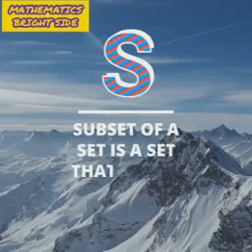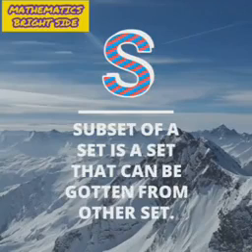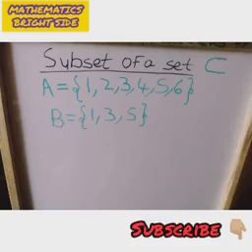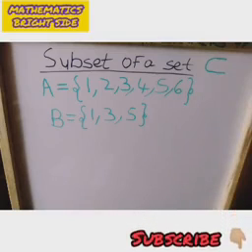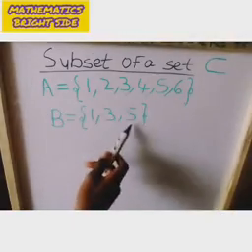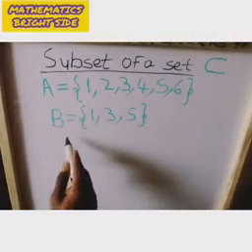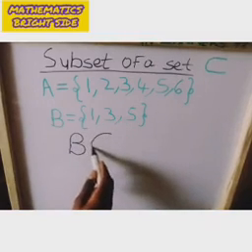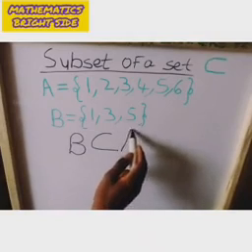Subset of a set is a set that can be gotten from other sets. So now let's look at how to identify subset of a set. Subset of a set is always represented and denoted by this symbol here. So now let's look at this example. As you can see, all the elements in set B can be gotten from set A. That is, 1 is also here, 3 is also here, 5 is also here. So we can simply say that our set B is a subset of the set A.